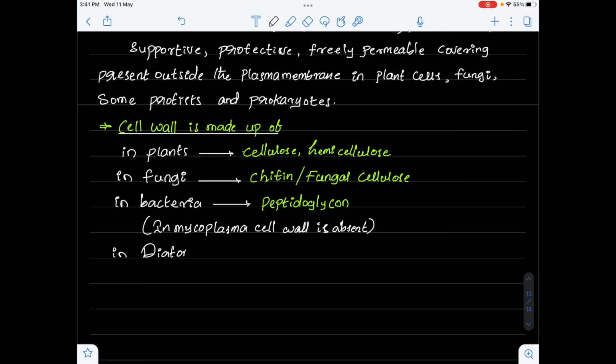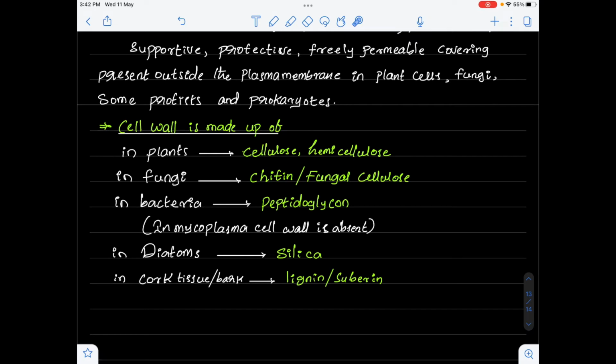In diatoms, the cell wall is made up of silica. Cork tissue, or bark of the plants, is made up of lignin or suberin. So this is the cell wall composition in these different types of organisms.